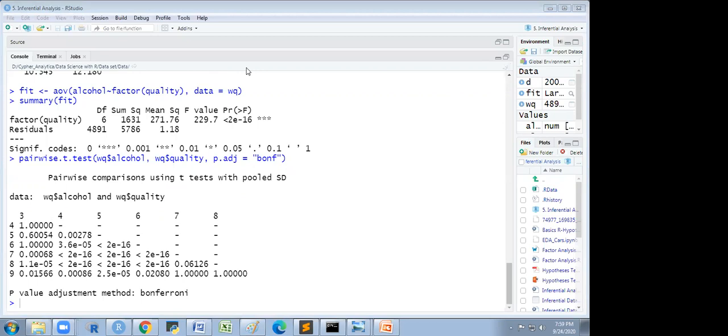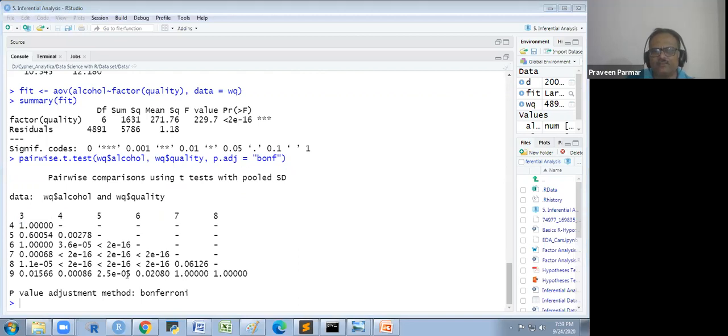Yes, sir. So, pairwise t-test is better than ANOVA. If you have a requirement to find out so many groups, the categorical variables, then you find out in this way. Pairwise t-test is better than that. Okay.